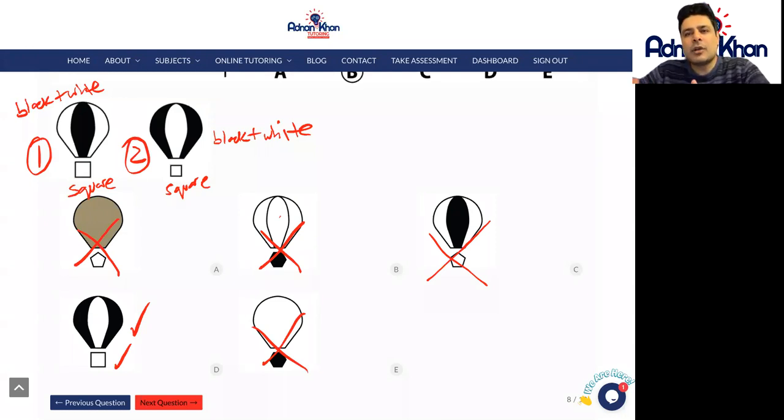So have a look at the patterns as you go one by one and decide which one is your correct answer. But please make sure that you do read the questions properly.